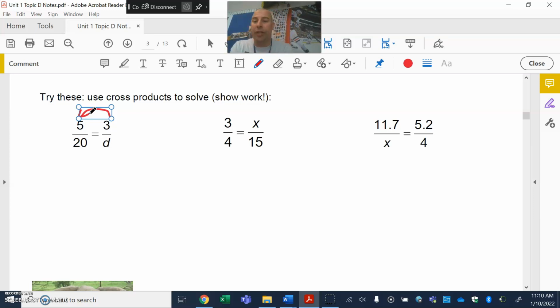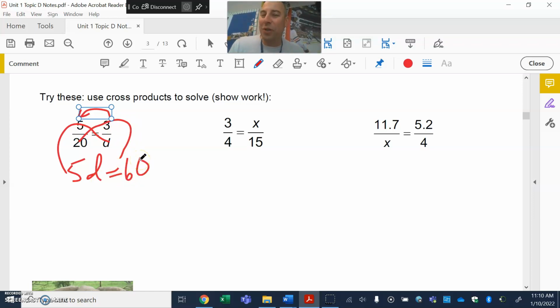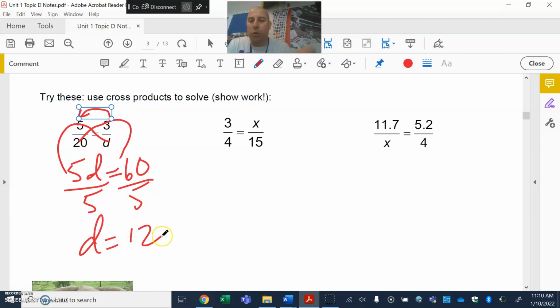The technique is similar. We're going on that diagonal and we're going to multiply. So D times 5, well, that's 5D. Remember, when you multiply a number times a letter, you just write them right up against each other. 20 times 3 equals 60. So now we can solve our one-step equation. Every time we use cross products, we're going to get a one-step equation. So we'll divide both sides by 5, and we'll say D equals 12.